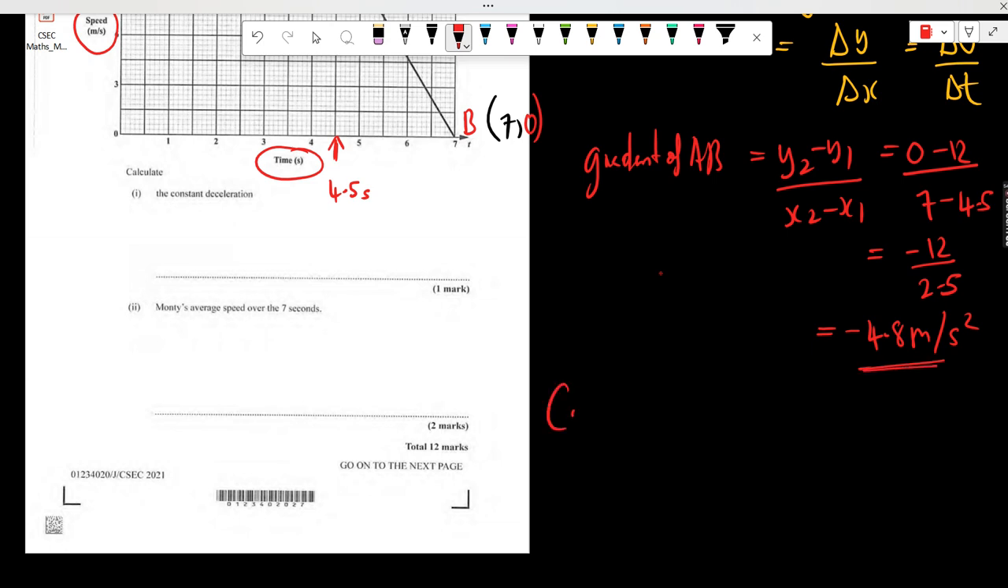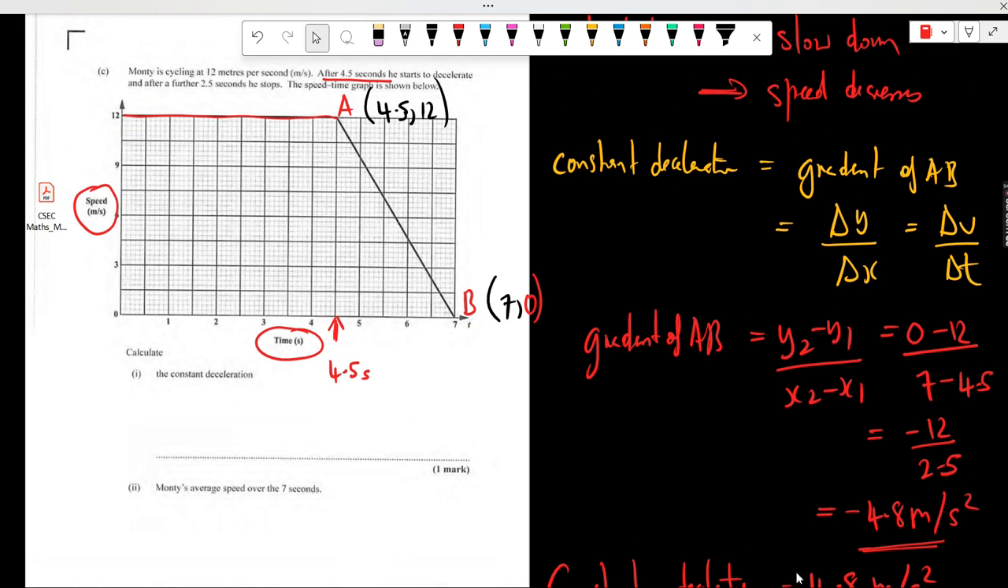So therefore, we say that the constant deceleration, when we speak about deceleration, we just ignore the negative sign, but you can just say it. So this is 4.8 meters per second squared, okay? Yes, sir. So that is how we find deceleration or acceleration from a speed-time graph: the gradient of the graph. For instance, for the first 4.5 seconds, where the speed is constant, the acceleration obviously is zero. When the body's speed is constant, there's no acceleration, because speed is not changing. Is that clear?